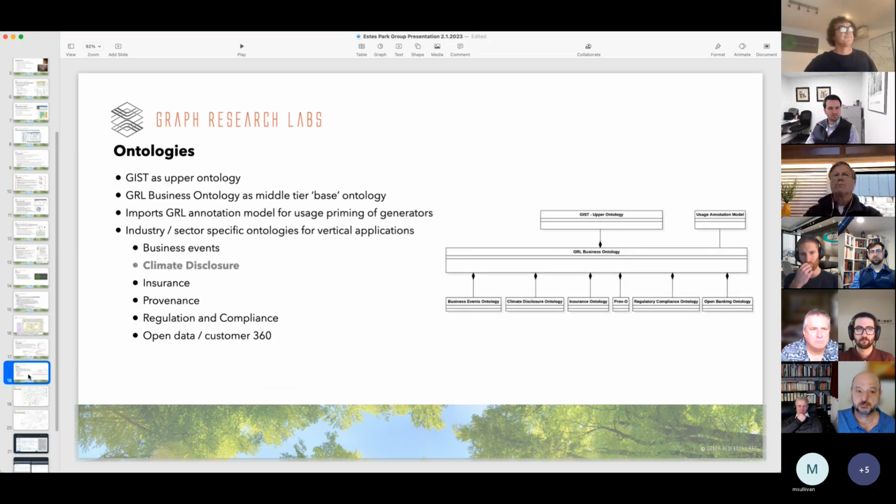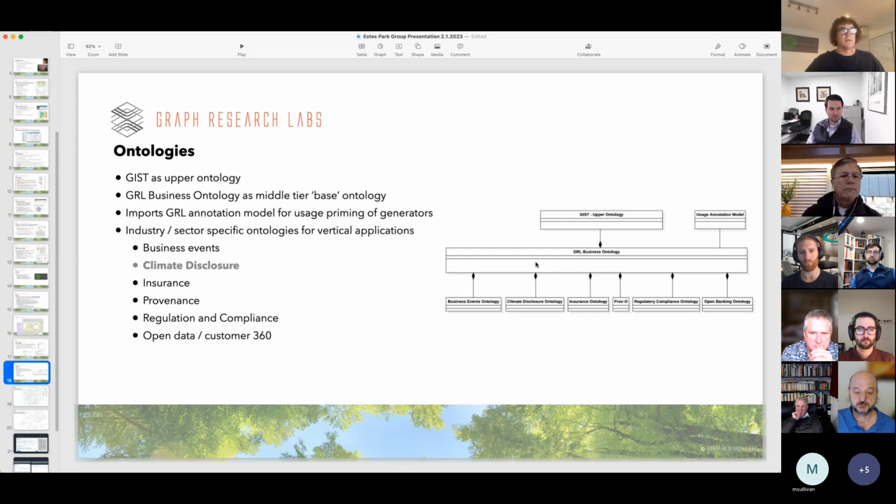So from an ontology point of view, I really like GIST as the upper ontology, just because it's got a great combination of the practical and ontologies, and it's tuned for business. So we use GIST as our upper ontology. We have a business ontology that imports that. This business ontology adds additional concepts that are not in GIST, so it's kind of our enterprise ontology. It's got all of the core reusable constructs that we need to have in an ontology that we use to plug different models in.